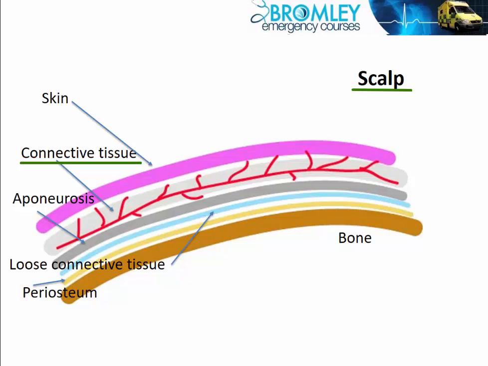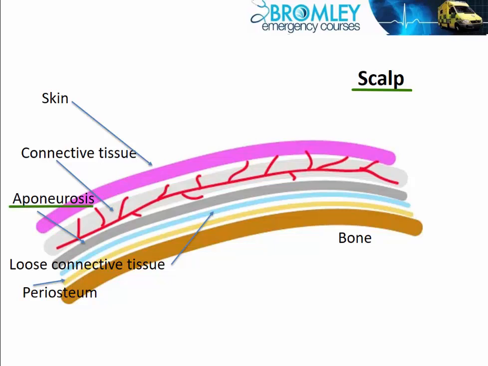So that's the significance of this connective tissue layer, that the arterial supply runs in, these arteries running off from the facial artery, etc. If we then look at the aponeurosis, now of course the aponeurosis stretches right across the head.